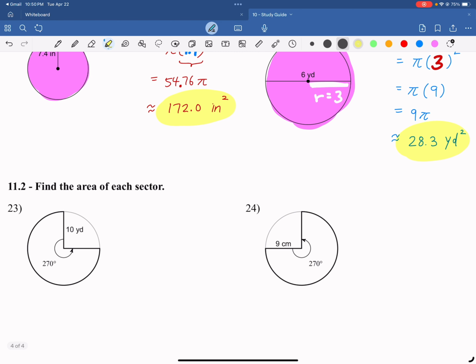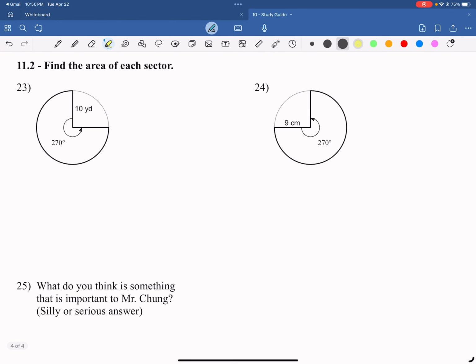Let's keep going. 11.2, find the area of each sector. Area of each sector. So sector, just remember, that just means something like section, right? So in this case, we care about this section right here.